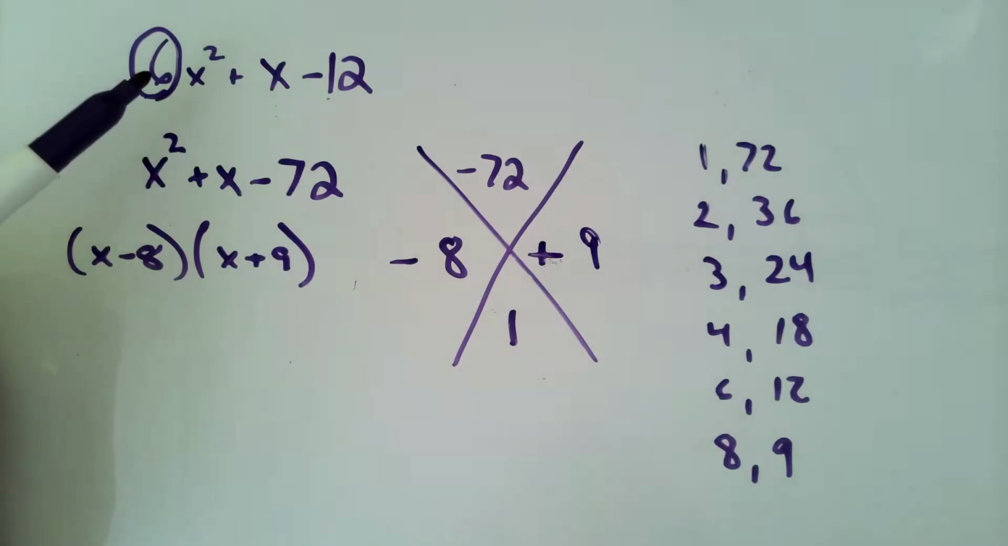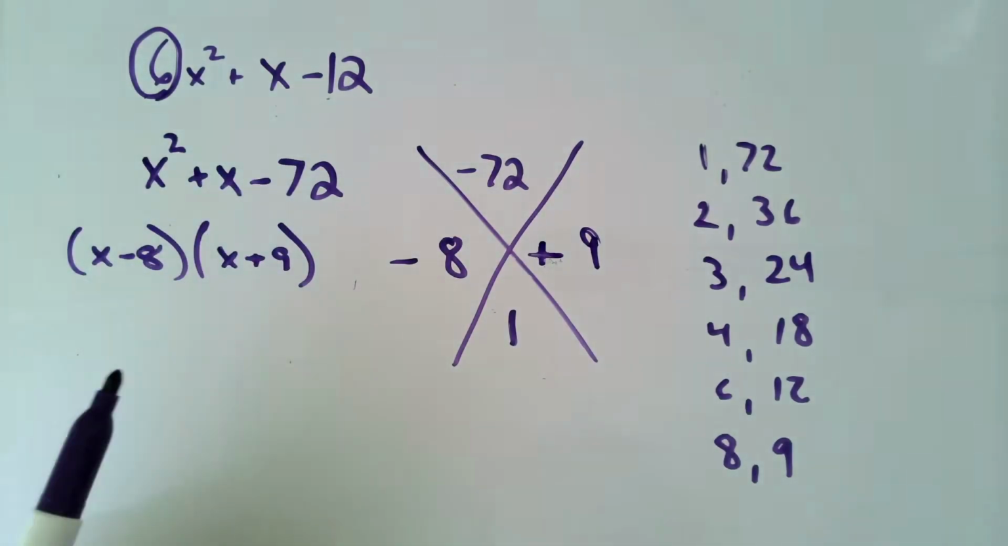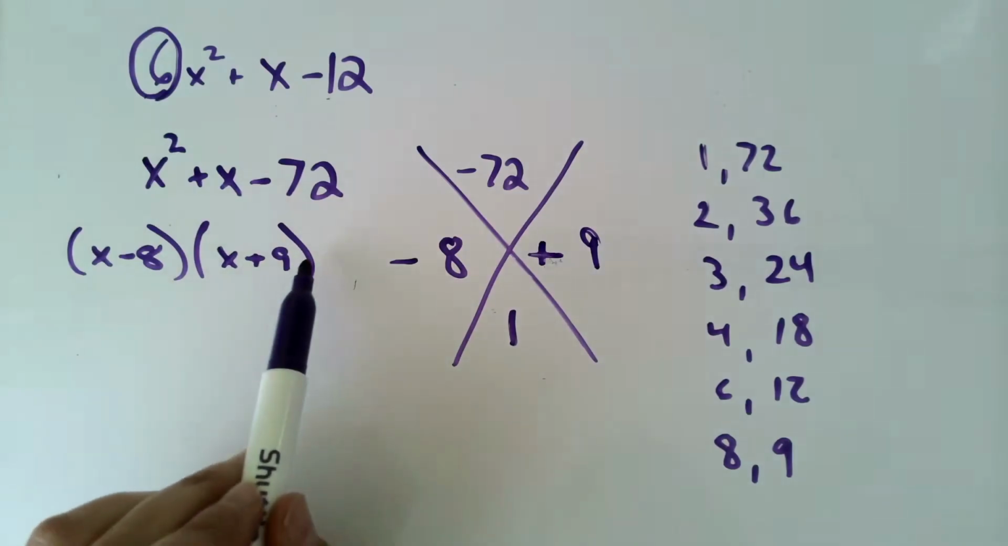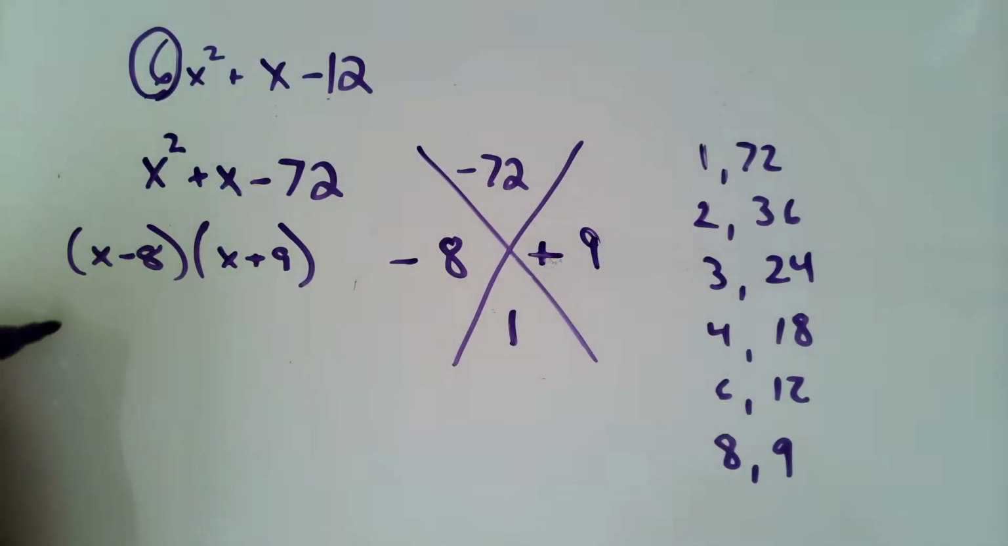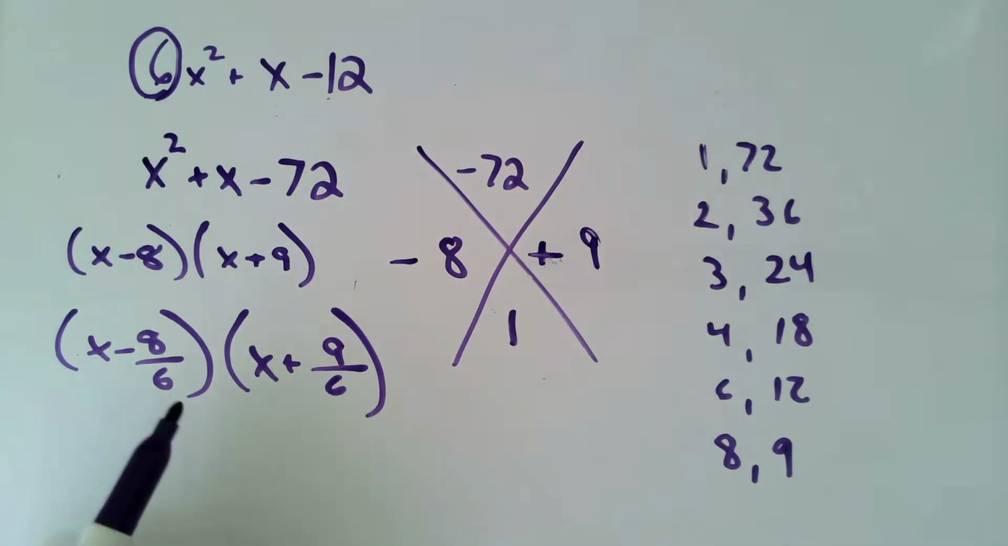Now I have to take this 6 that I slid into my negative 12 to make my negative 72, and now I need to divide it out of each of these factors. Divide it into the negative 8, divide it into the 9. Now here's the magic. I'm going to reduce each of these.